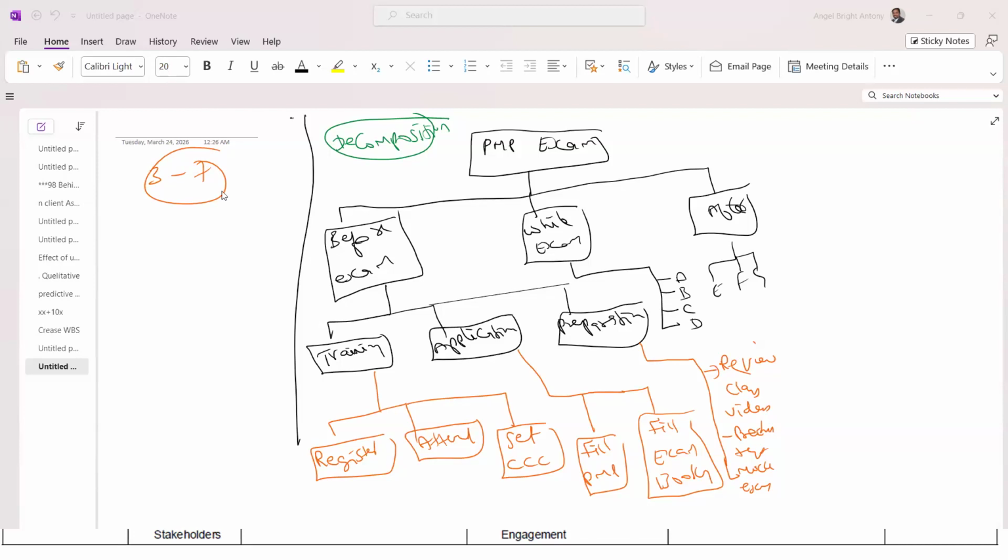So the point you have to know for the examination is, as a project manager, as a project team, you have to decide the maximum number of levels required for your project. As I told you, register also I can decompose into fill the form, do this, etc. But my objective here is to pass the PMP examination, so I can plan my work at this level.